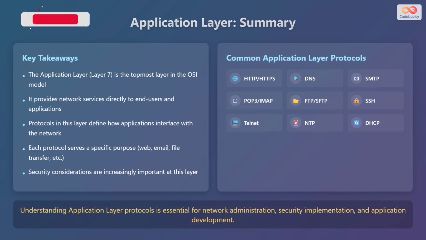Common application layer protocols include Hypertext Transfer Protocol or Hypertext Transfer Protocol Secure, Domain Name System, Simple Mail Transfer Protocol, Post Office Protocol version 3 or Internet Message Access Protocol, File Transfer Protocol or Secure File Transfer Protocol, Secure Shell, Telnet, Network Time Protocol, and Dynamic Host Configuration Protocol. Understanding application layer protocols is essential for network administration, security implementation, and application development.